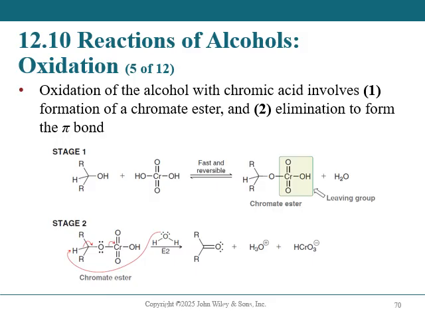Oxidation of the alcohol with chromic acid involves two steps. First, the formation of a chromate ester, and second, the elimination to form the pi bond. So in the first step, we have the alcohol interacting with the chromic acid, and you have the chromate ester right here. This is a fast process. This is a very reactive species, but the formation is also irreversible, so there's a low energy barrier involved in this process. And once you are at the chromate ester step, you proceed to an E2 type elimination, in one single step, to form the corresponding ketone in this case.